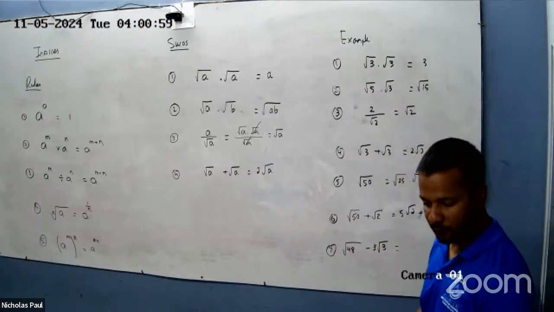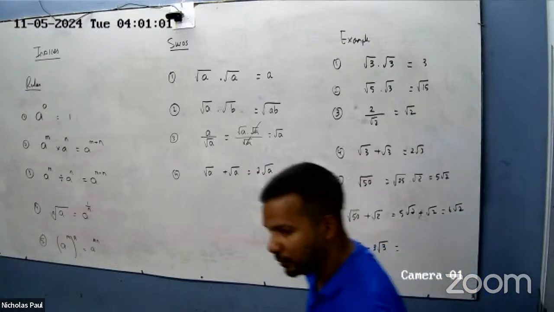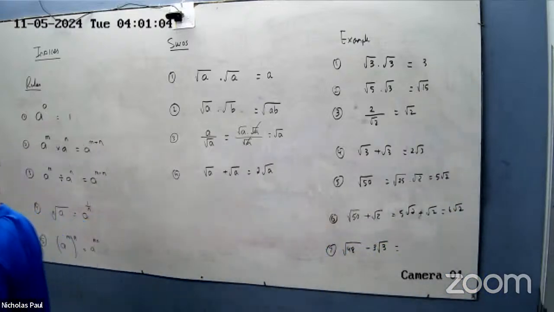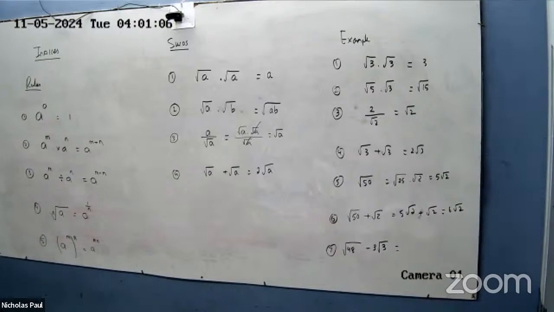Look at that, come on. I'll bring some any board. No calculator. No calculator. No calculator. So forward. Try that from root 48 minus 3 root 3.